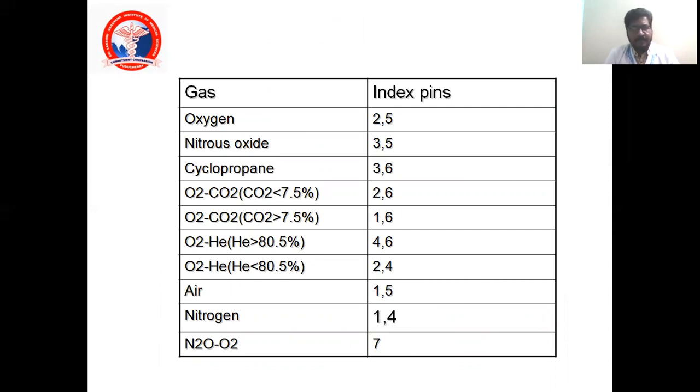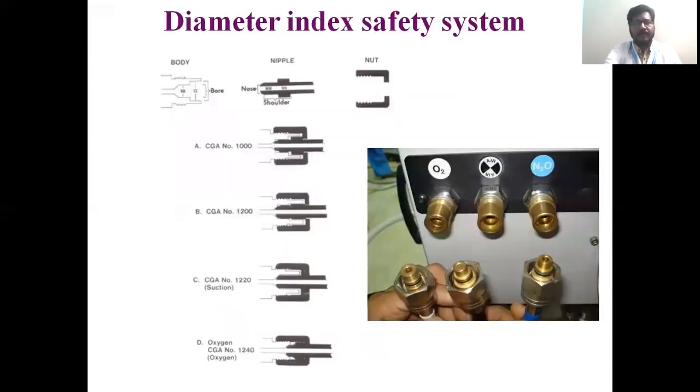For air it is 1.5, for oxygen it is 2.5, for nitrous it is 3.5, for Entonox it is 7, for heliox, if the helium is more than 80.5%, it is 4.6, and if it is less than 80.5%, it is 2.4. And this is a diameter index safety system. It is one of the safety systems in pipelines, preventing wrong fitting of pipelines to the anesthesia machine.